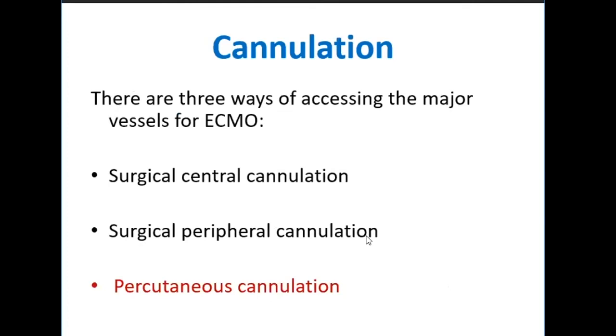Now, the third portion of ECMO, which is very complex and which is the limiting factor for ECMO for many patients, is the cannulation. There are three ways we can access the major vessels in ECMO. One is surgical central cannulation, then we can have surgical peripheral cannulation. What we most commonly do in our ICU setup, or intensive care setup, is percutaneous cannulation. That means percutaneous cannulation is done in the intensive care unit, most of the time with ultrasound guidance.